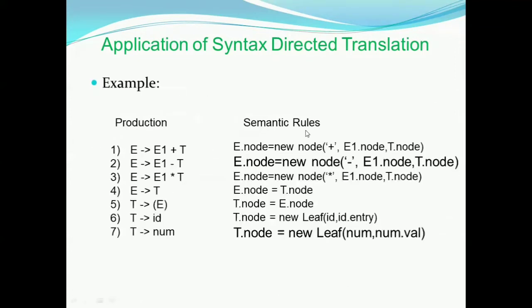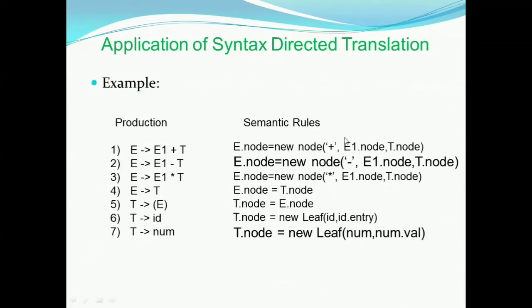If you look at the semantic rules, I mean the syntax directed definition to construct a syntax tree, as you know, this is a production given, and the semantic rules for these productions are as follows. Look at E tends to E1 plus T. The value of E will be evaluated based on the value of E1 and the value of T. So we write the semantic rule as E.node equals new node, which consists of an operator followed by two operands, one the left child and the other the right child, I mean the left operand as well as the right operand.